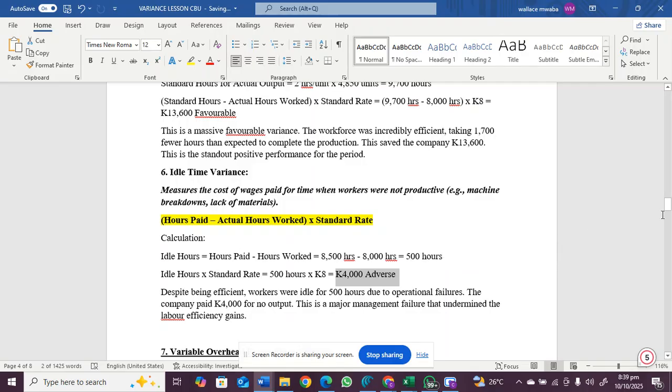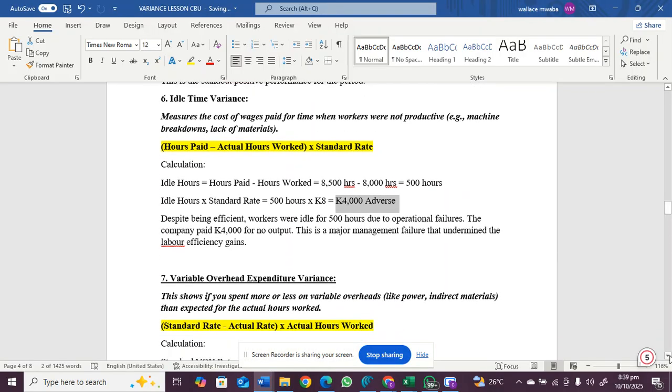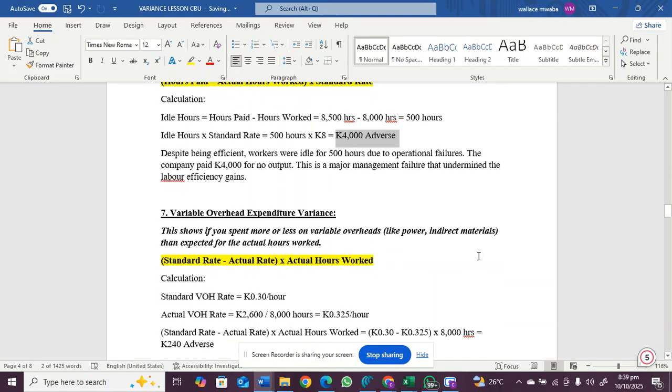So this one's like the easiest. You just compare the hours worked and the hours paid for, and just multiply by the standard rate. Then we've got the variable overhead expenditure variance. Basically, we're comparing if we spent more or less on the variable overheads. So again, here it's the standard rate minus the actual rate, multiplied by the actual hours worked.